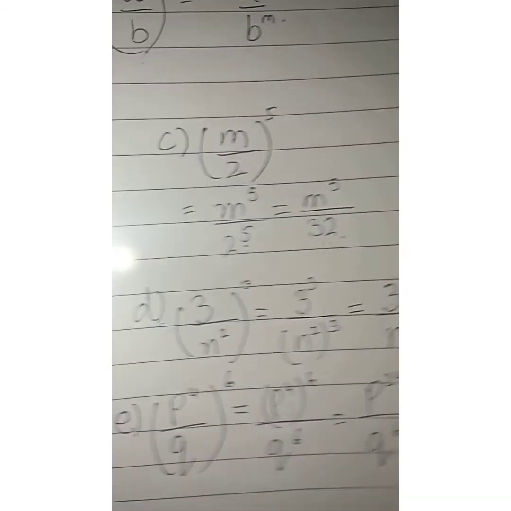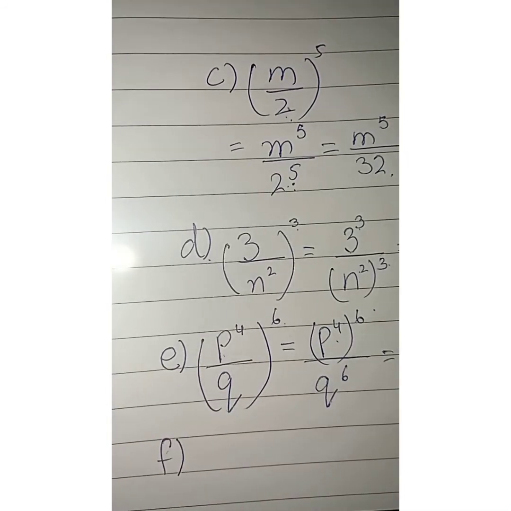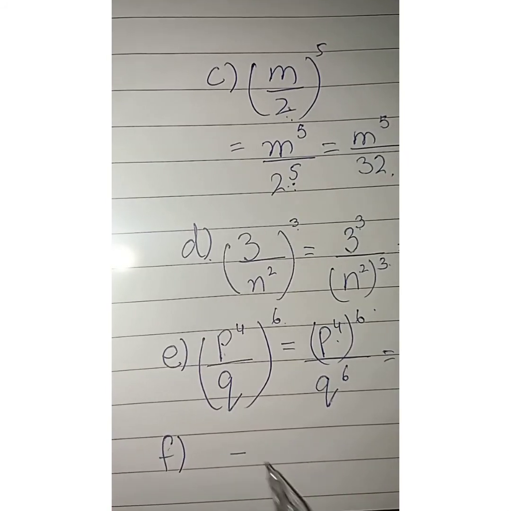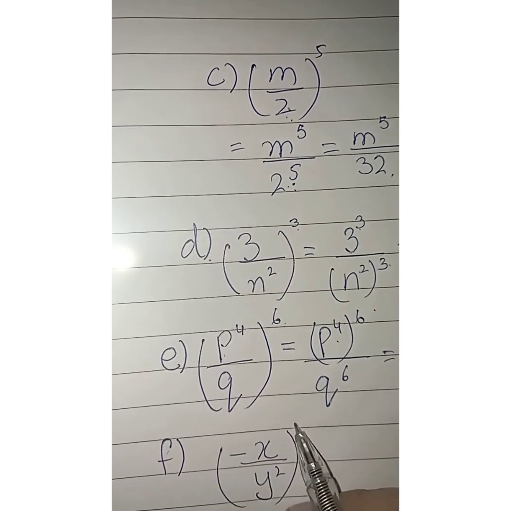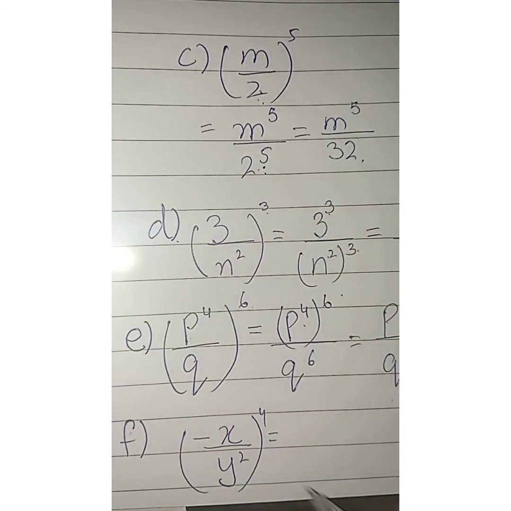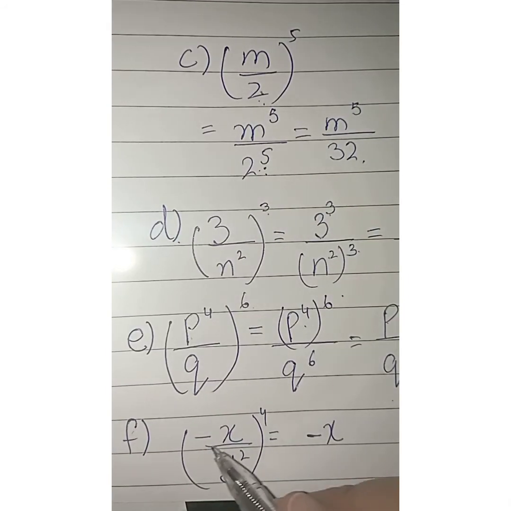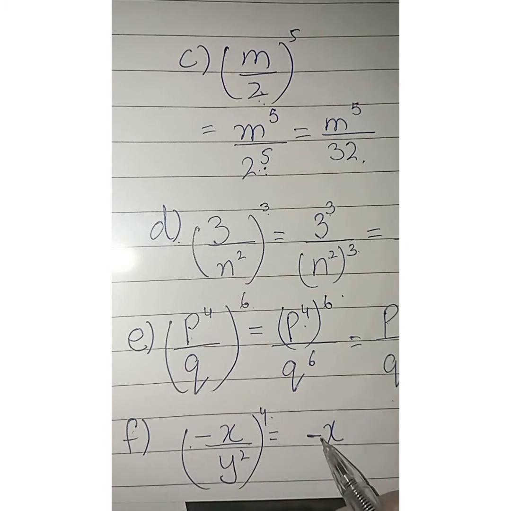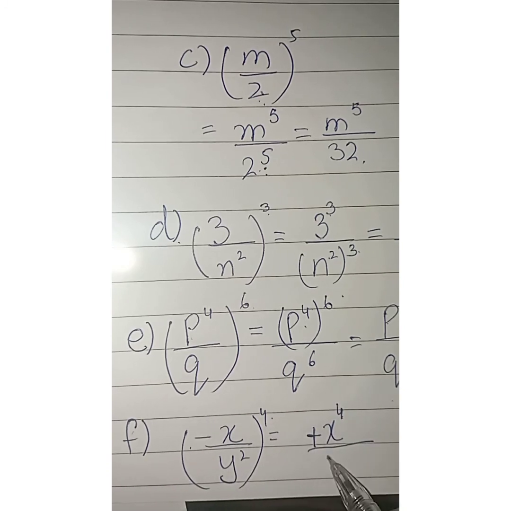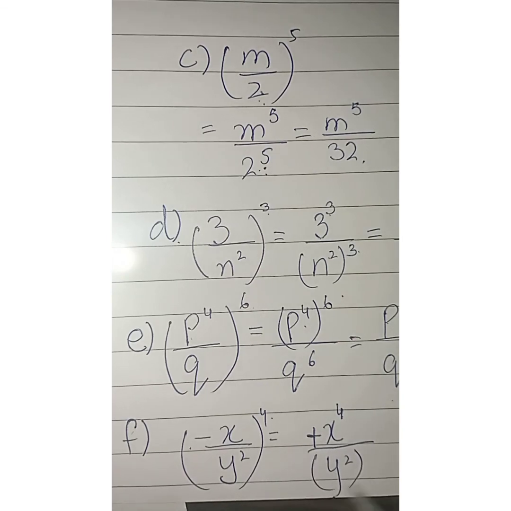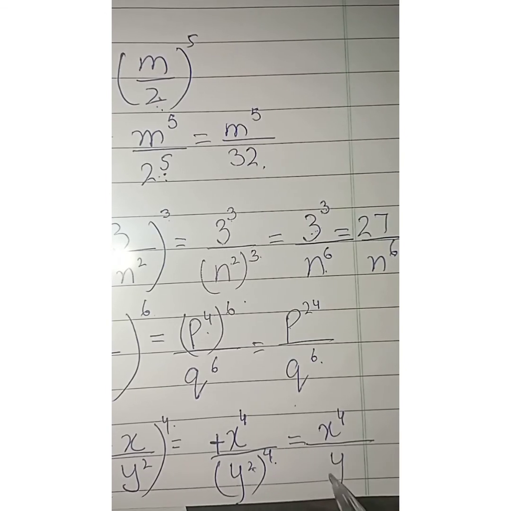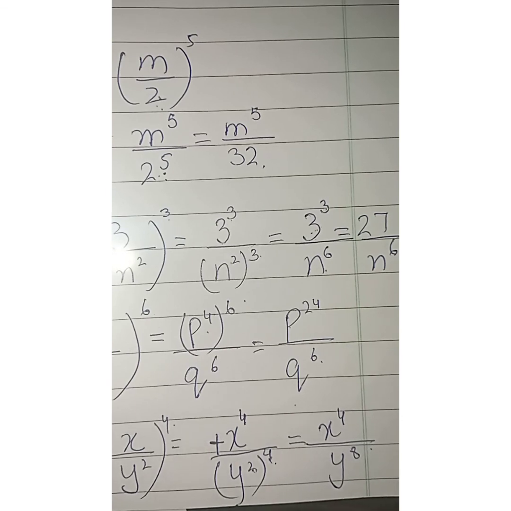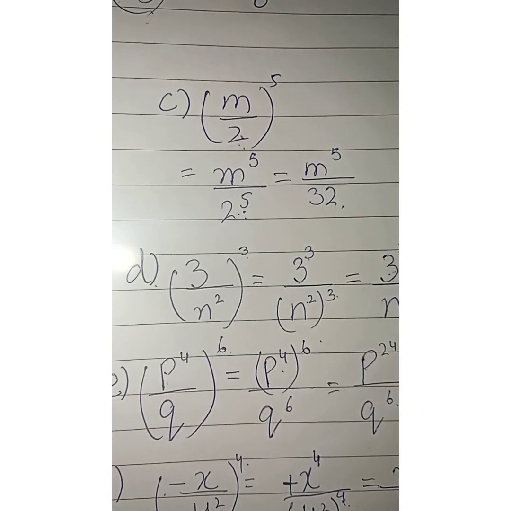Now moving on to F part, which is telling us (-x/y^2)^4. So again we will apply the same rule and we will get minus x to the power 4. When it is an even power, the minus becomes positive, so it is x^4 over y^(2 times 4). So again 2 times 4 is 8. Apply the power of power rule, so we will write x^4 by y^8. I hope you have understood all the basic level questions 1 till 4 in detail.